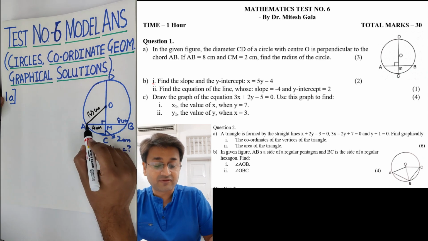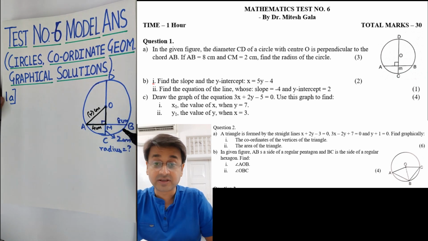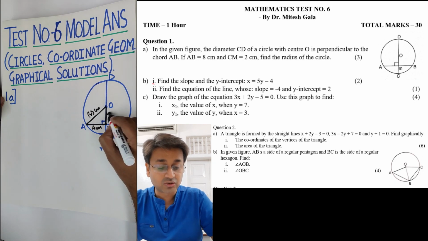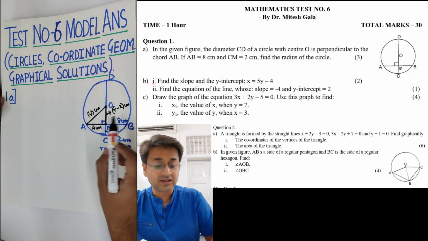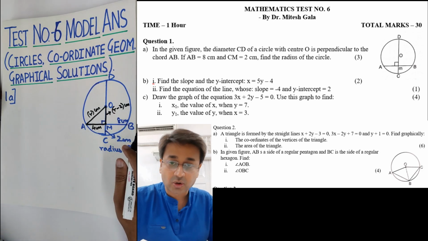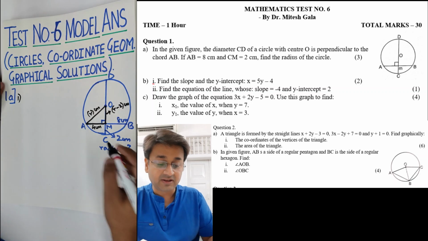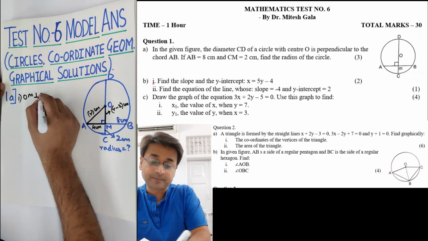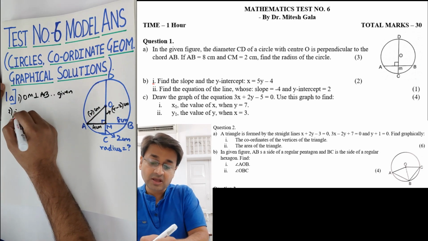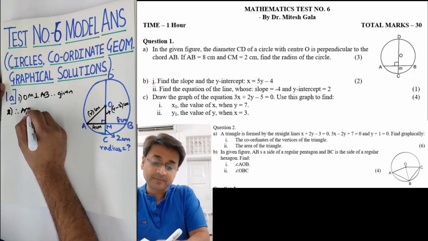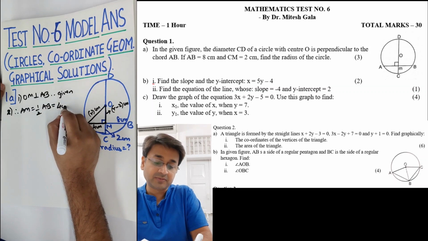OM is what, if I can find, then I can apply Pythagoras here. So OC is basically the radius and CM is 2, therefore OM is going to be r minus 2 centimeters. Take this triangle, apply Pythagoras and we are sorted. So before we directly start with Pythagoras, we'll have to have few things ready for us. So we'll first say OM perpendicular to AB, that is given, and therefore we can say that AM is half of AB. So that will be 4 centimeters.